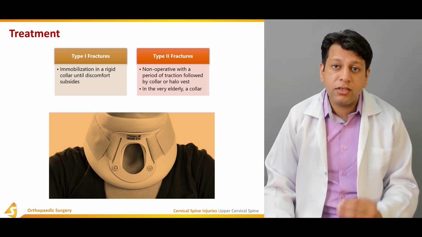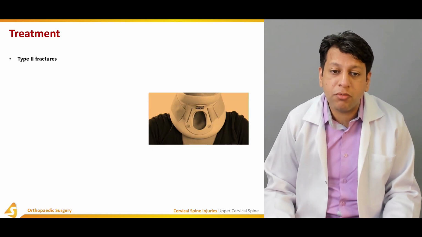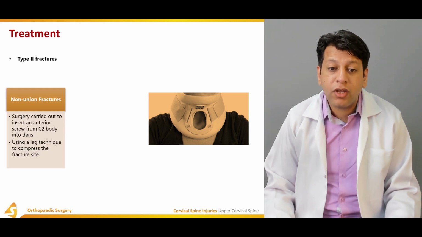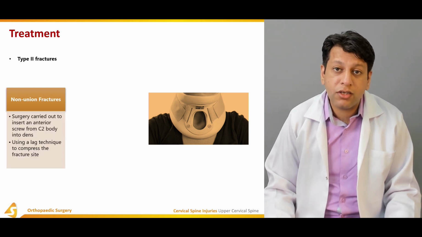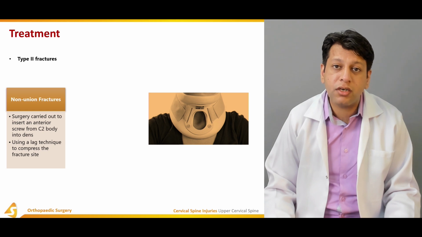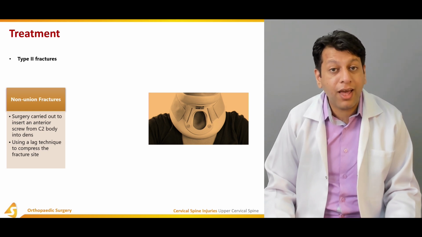Now coming to the type 2 fractures, non-operative treatment is traction followed by a collar or halo vest. But if there is non-union, then you need surgical treatment for that. In non-union fractures, we need to get a screw in. There is usually open reduction and internal fixation by use of a lag screw.